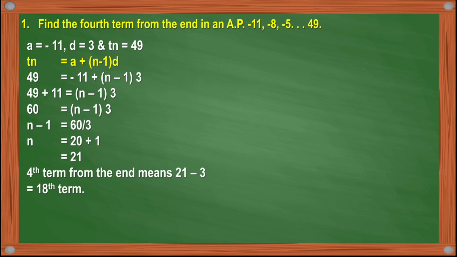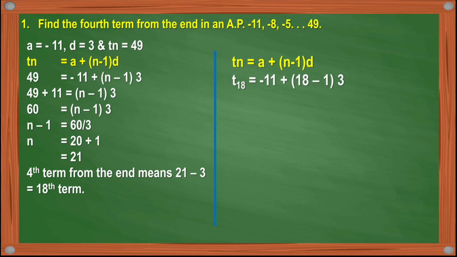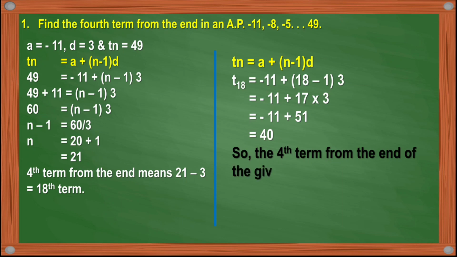So the fourth term from the end means 21 minus 3. You will not subtract 4, subtract 3. 21 minus 3 is the 18th term, which means you are going to find T18 of this AP. T18 equals -11 plus (18 minus 1) multiplied by 3, which means -11 plus 17 multiplied by 3. 17 multiplied by 3 is 51. Plus and minus gives the sign of the greater number. 51 minus 11 is 40. Therefore, the fourth term from the end of the given AP is 40. In this manner, you are going to find the term if it is asked from the end.